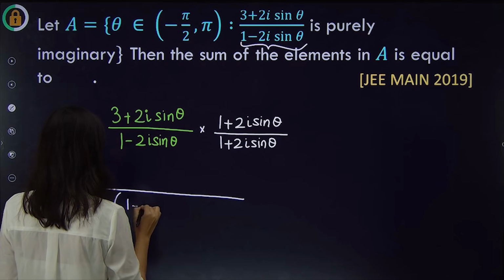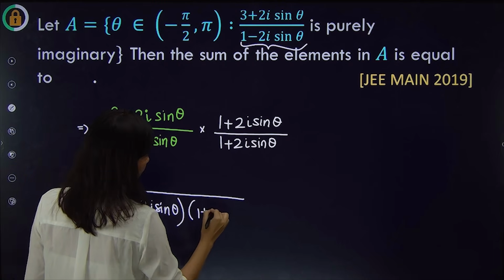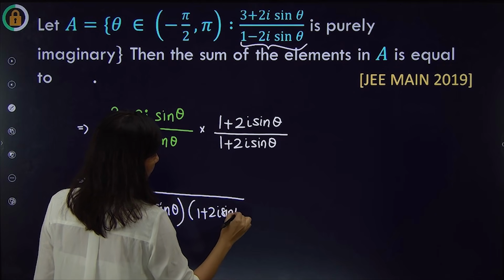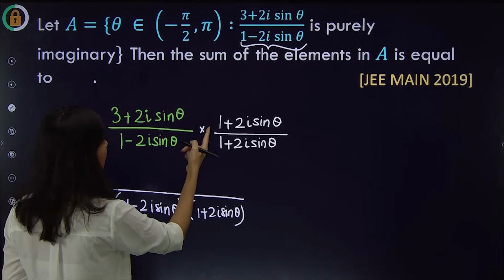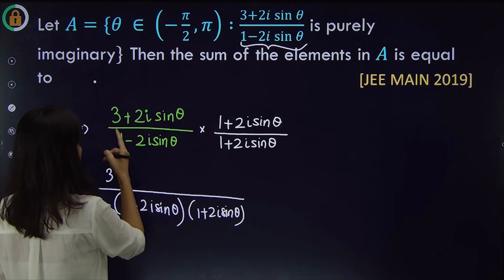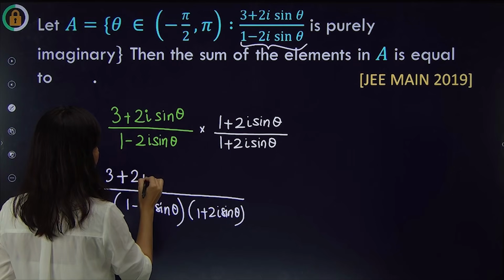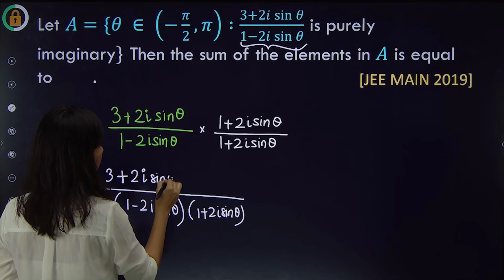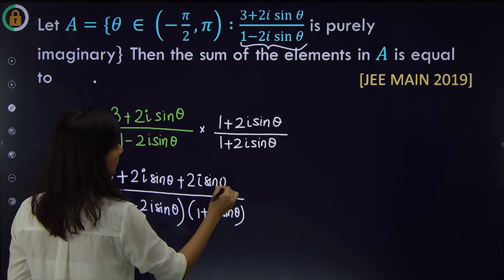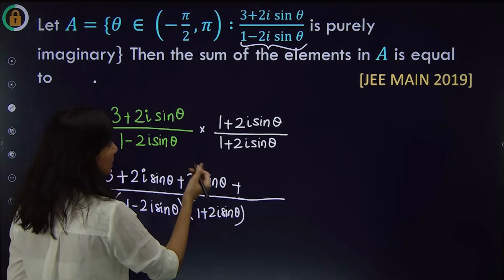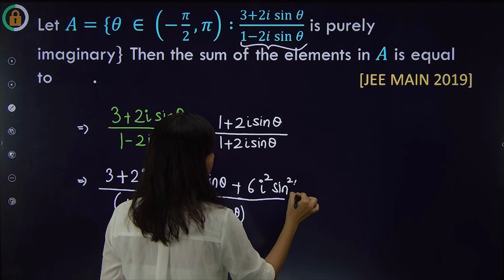1 minus 2 iota sine theta, 1 plus 2 iota sine theta. Okay. Now multiply this. 3 plus 2 iota sine theta plus 2 iota sine theta plus 3 twos are 6 iota square sine square theta.